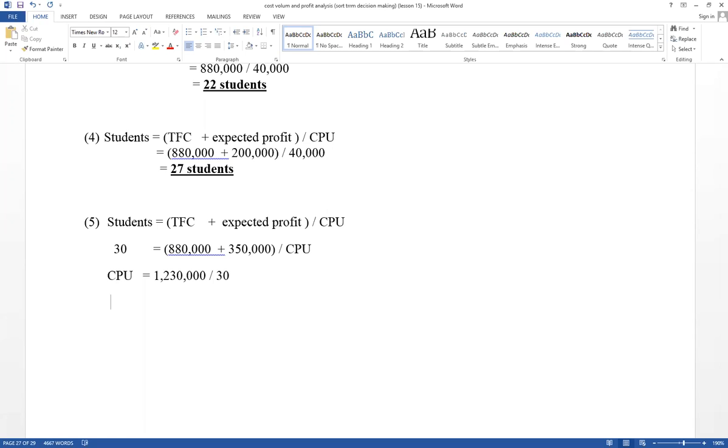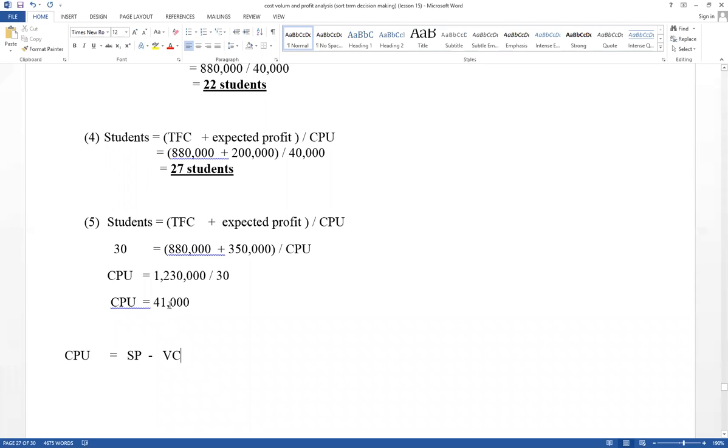Therefore, now we can calculate the new contribution per unit. But the requirement is not this one. There's a minimum program fee. First one, calculate the new contribution per unit. Therefore, 1,230,000 divided by 30. This is the new contribution per unit. Now think how to calculate contribution per unit. Contribution per unit equals selling price minus variable cost. There's the selling price. Program fee is part of the selling price.